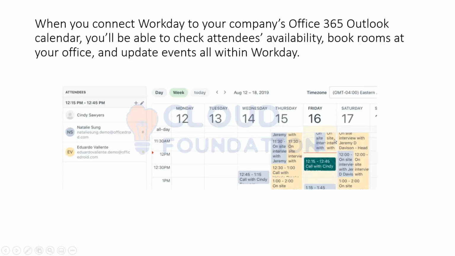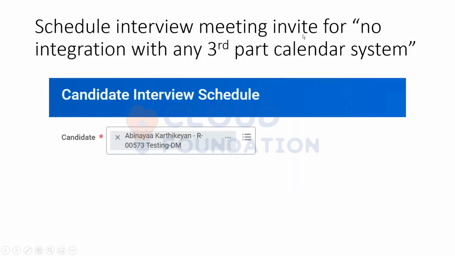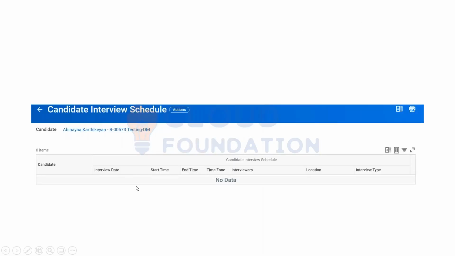Just note down that time zone is there. It is a very simple thing, like how an event is created in Outlook. So schedule interview meeting invite, for no integration with any third-party calendar system. This is the task. We select the candidate; the interview scheduler selects it. Then over here, he has to give these details. In DPT2, no candidate was available, and I was not able to edit it because I was not able to find the interview scheduler security group. But this is how the template looks.